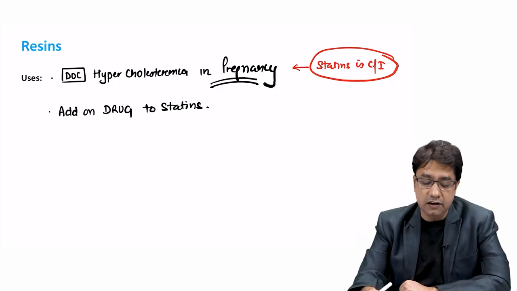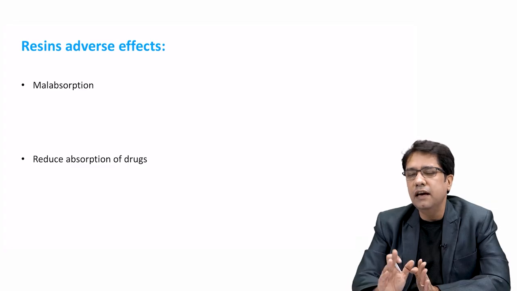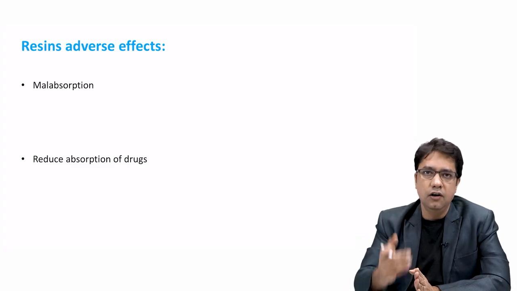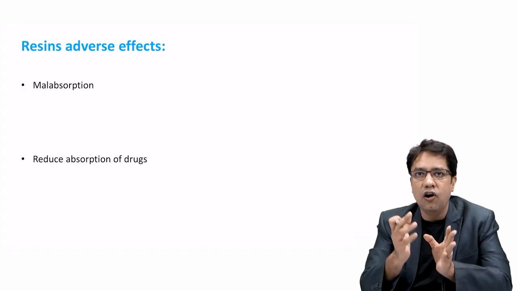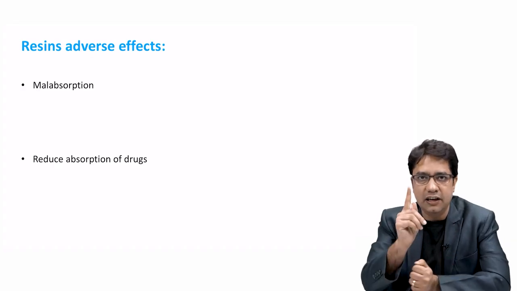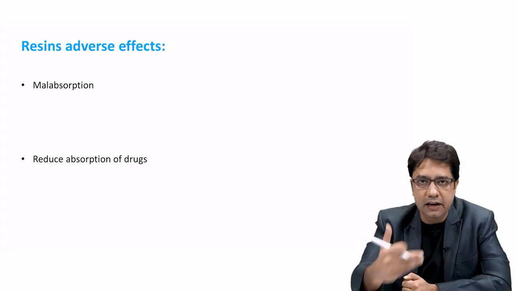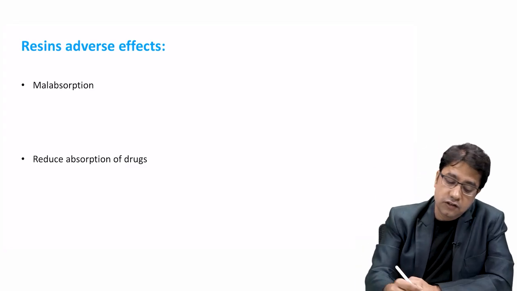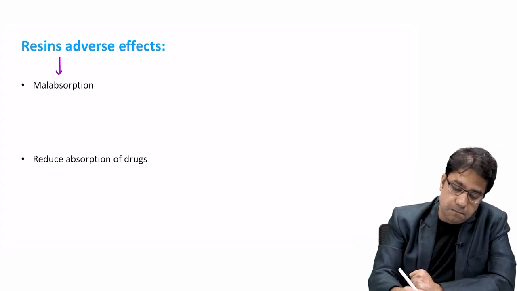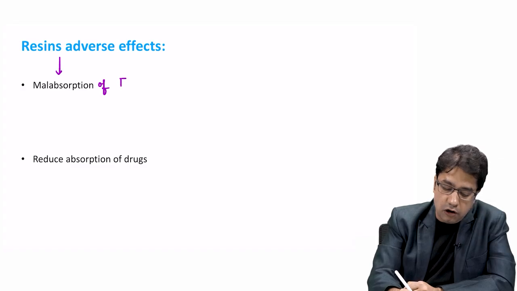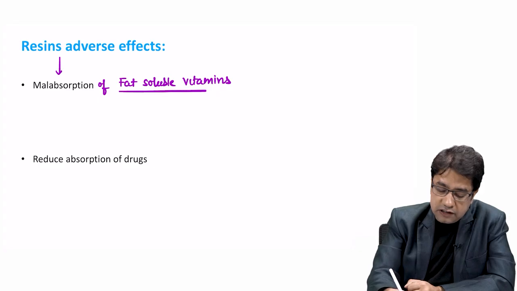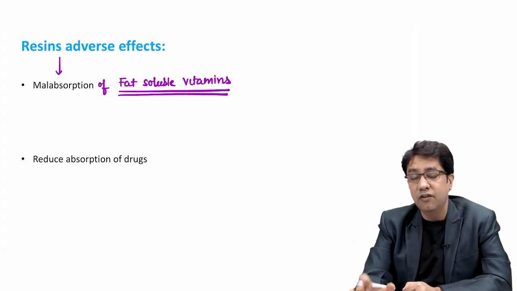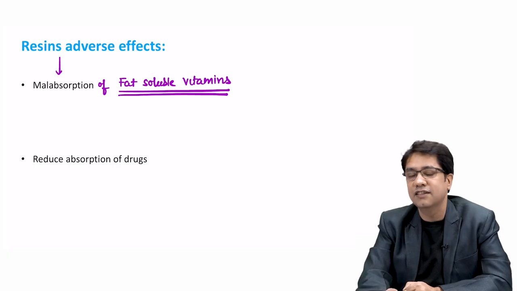Now, what are the side effects of resins? Very logical. If the bile will not get reabsorbed, all the bile will be excreted in feces. And with bile, all the fat-soluble vitamins which require bile for their absorption will also get excreted in feces. So resins can lead to malabsorption of all fat-soluble vitamins. So there will be deficiency of all fat-soluble vitamins with resins. One of the reasons we rarely use these drugs nowadays.